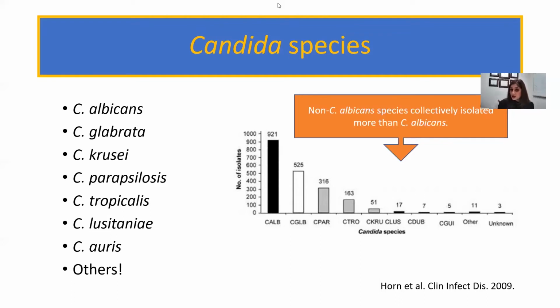Also interesting in this paper, they noted that Candida krusei was most commonly associated with hematologic malignancies, hematopoietic stem cell transplant recipients, and neutropenia, and carried the highest crude mortality. And so sometimes the species that we're dealing with may give us important clues.